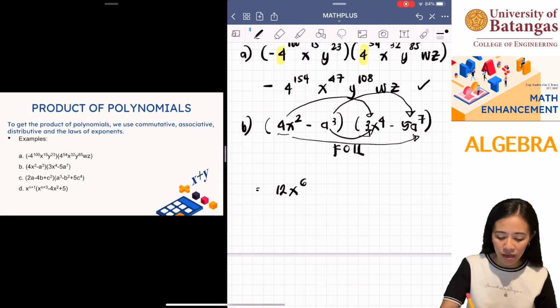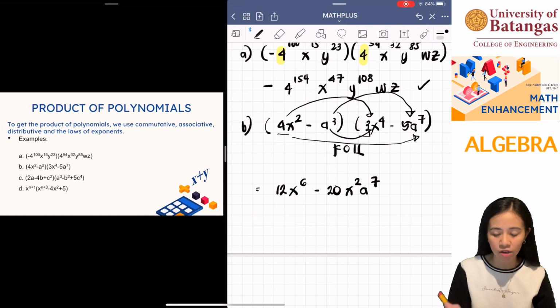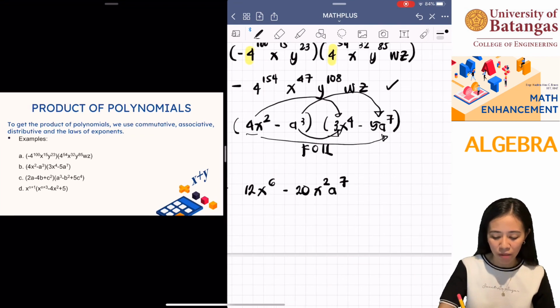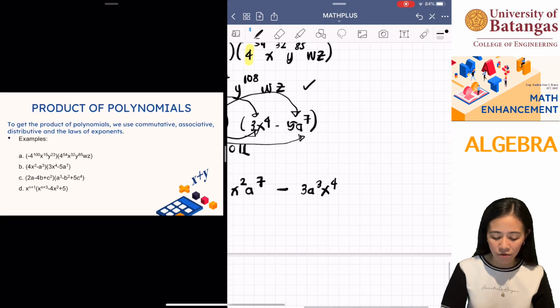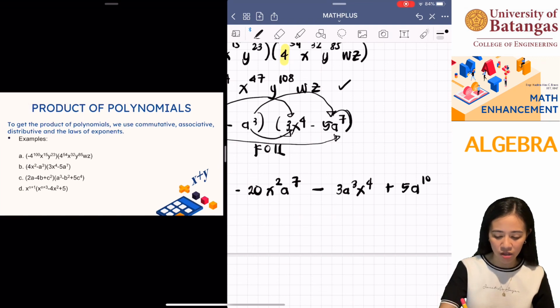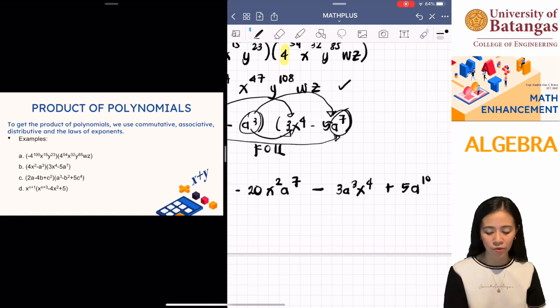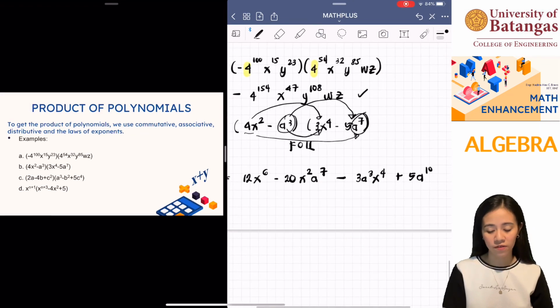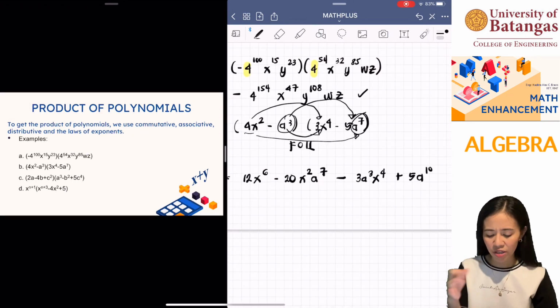And then you have negative 20x squared a raised to 7, or it can be a raised to 7 x squared, whichever comes first. And then you have a minus 3a cubed x to the 4th. And then for the last terms, you have negative times negative, so that's positive 5a raised to 10. So, a raised to 7 and a cubed, you add the exponents. Okay, and this will be our answer.